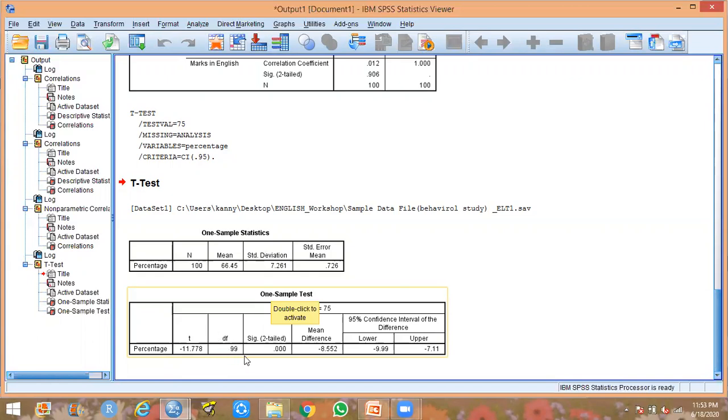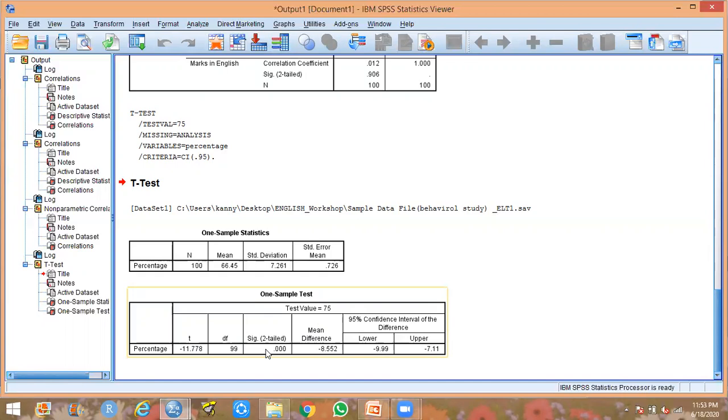This is the degree of freedom. You should concentrate on the significance level. The significance level is now very high, so the p-value is very small. This means the p-value is less than 0.05. This means what? There is a lot of chance to reject your null hypothesis. What is the null hypothesis? That the academic performance of the students is 75%.